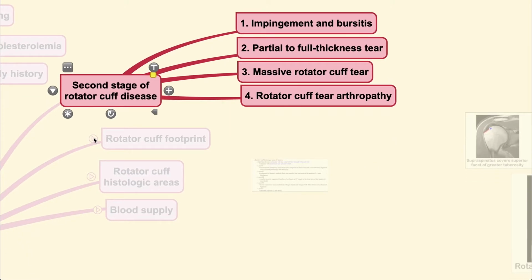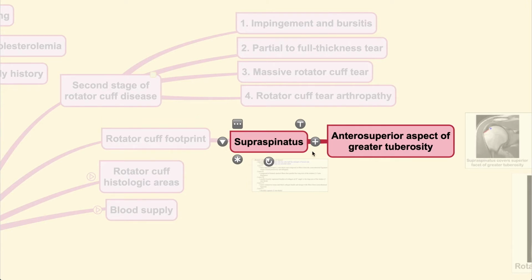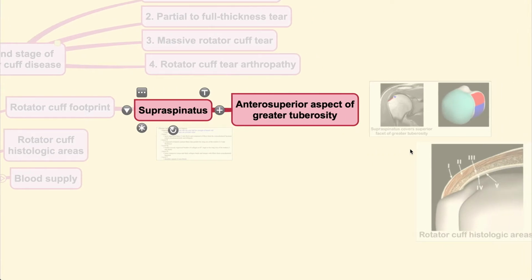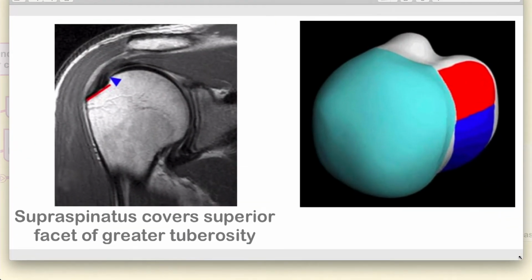Now, the rotator cuff also has a very specific footprint. The supraspinatus, which is one of the most frequently torn rotator cuff muscles, has a footprint at the anterosuperior aspect of the greater tuberosity. As you can see in this image, this is the supraspinatus, and this is the footprint. It covers the superior facet of the greater tuberosity.